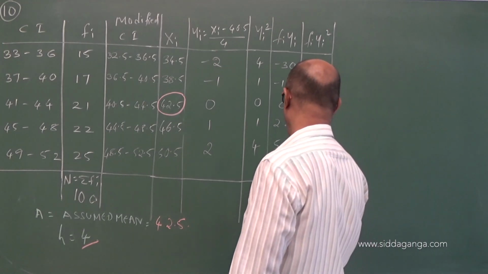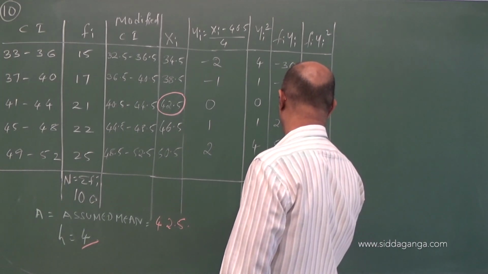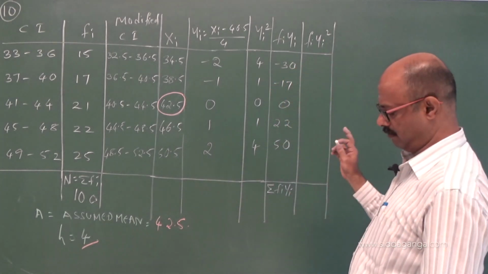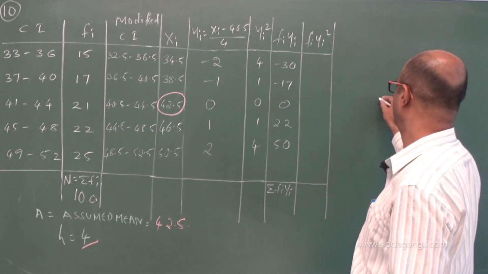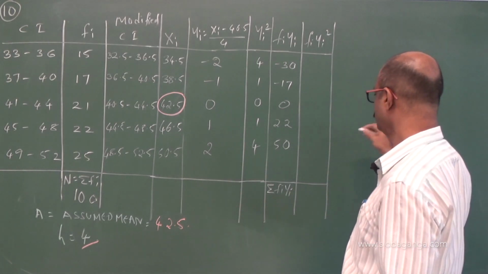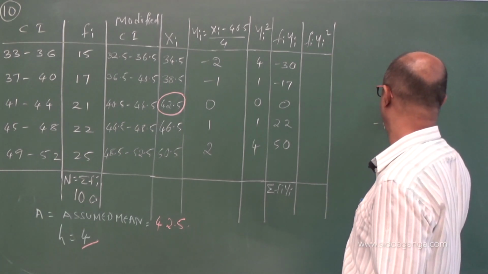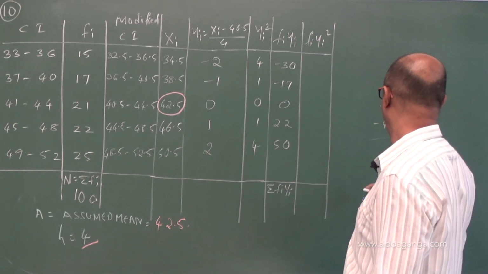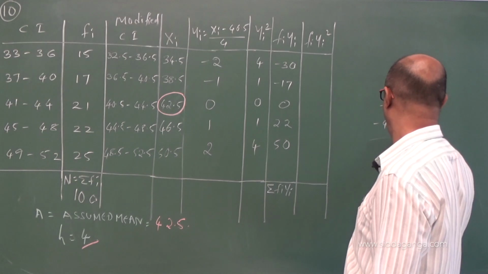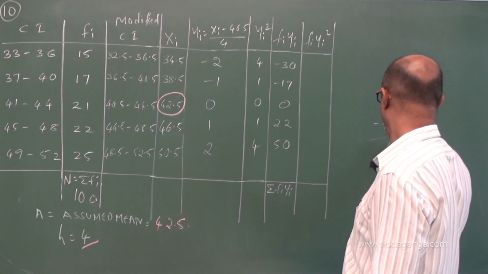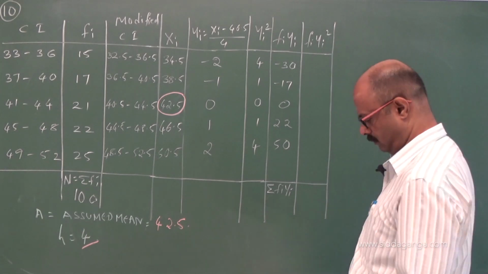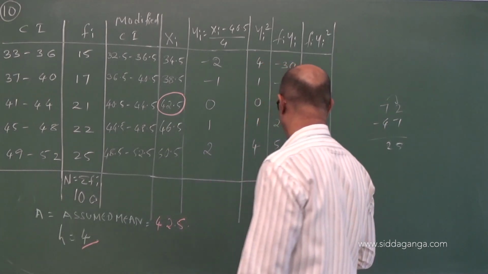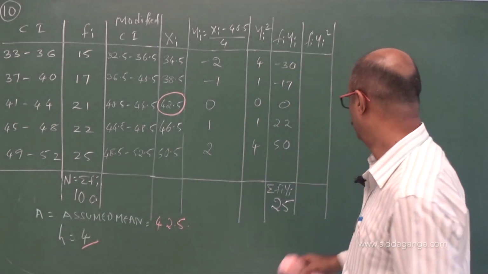So addition of all, sigma fi yi, you will get minus 30, minus 17, you will get minus 47, and this is 72, like this. 12 minus 7, you will get 5, and this is 6 minus 4, you will get 2. That is, you will get 25. Means, summation sigma fi yi is 25.